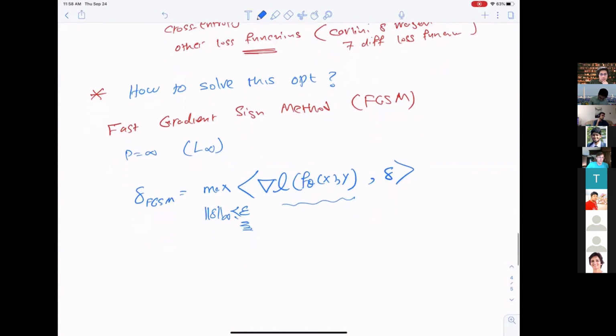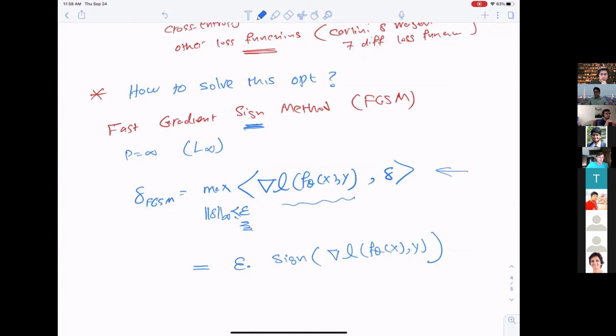So for L infinity, this is in fact really simple. It is just epsilon times the sign of your gradient. And that's why the method is called the fast gradient sign method. It is developed specifically for the L infinity attack, but you can actually do it for other attacks as well, because this optimization is quite simple. You can do it for L2, L1. You won't get the sign, but you'll get some simple solution.